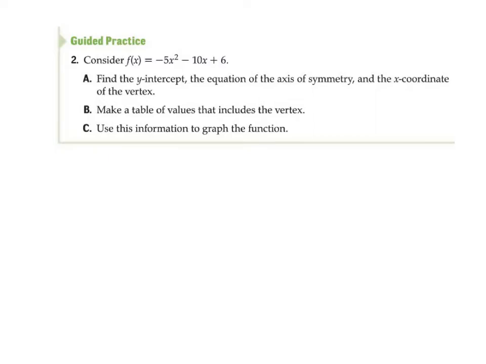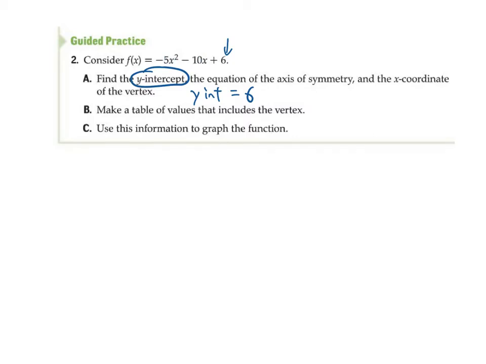Okay, so number 2, it says, consider f of x equal to negative 5x squared minus 10x plus 6. So the first thing we're going to do is find the y-intercept. That's easy. Just have to plug in 0. The y-intercept is equal to 6. It's always going to be the constant term, so that's the easy one to do.